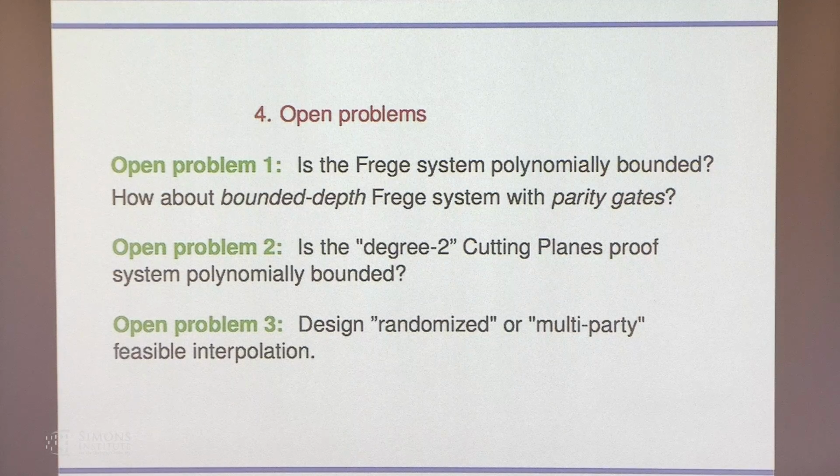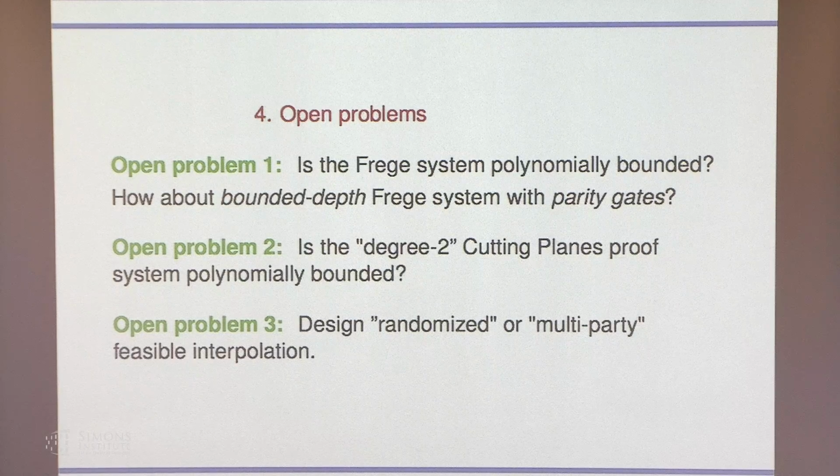Then the next one, which looks feasible, is to extend the lower bounds to degree 2 cutting planes. Degree 2 cutting planes are briefly defined, but we know lower bounds for tree-like versions of the system. It would be interesting to extend it to general DAG-like systems.